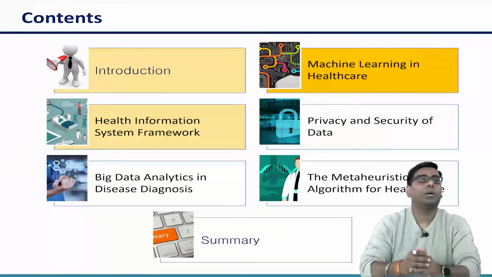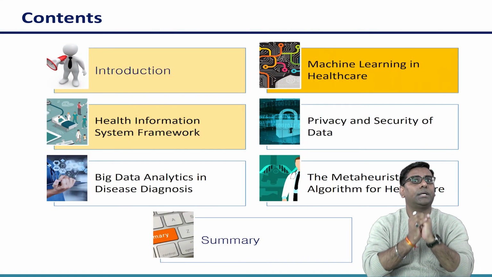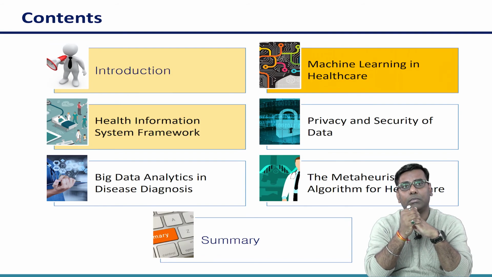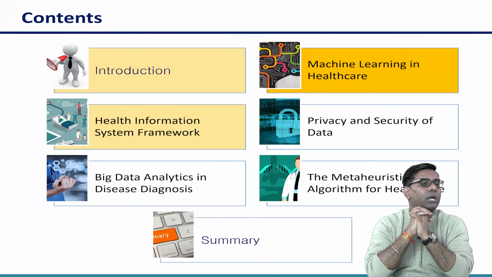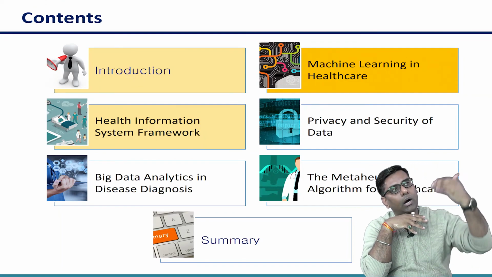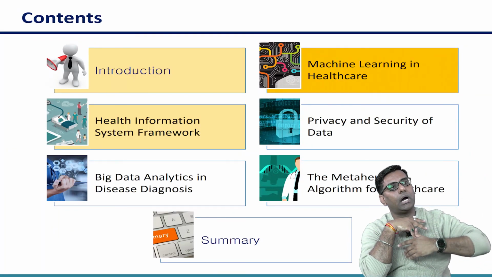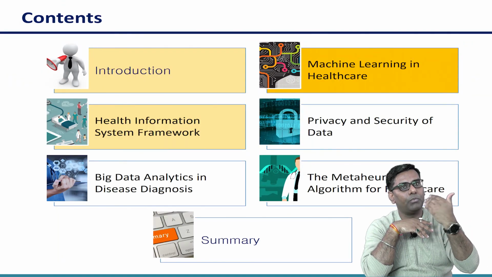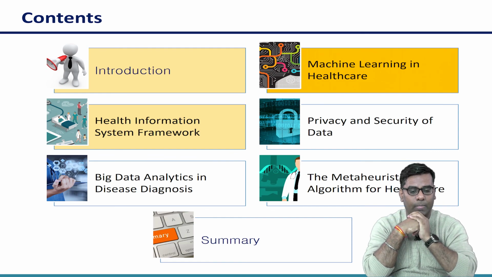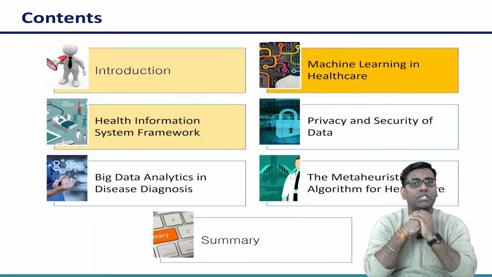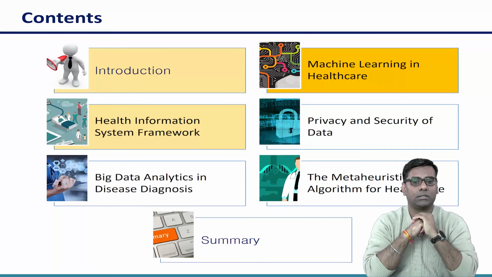Next we have to talk about the contents. The next content is the health information system. In this health information system framework, we are going to talk about how machine learning and this whole framework, the whole information systems, work together. We will start that after the second session. So let's take a break.